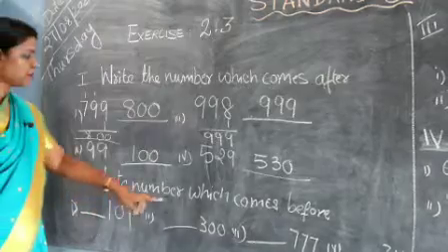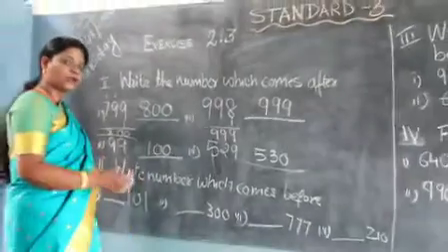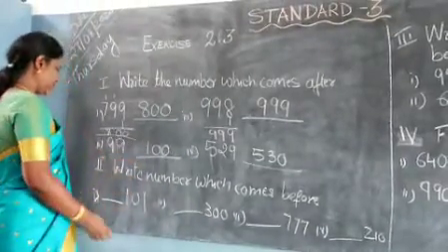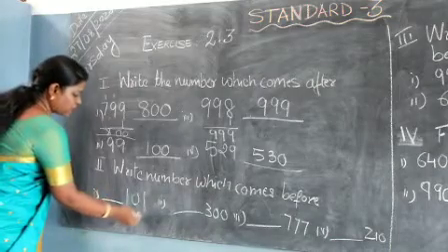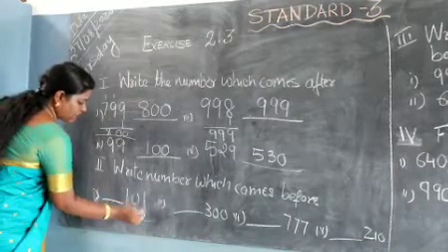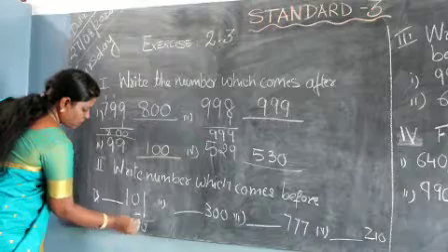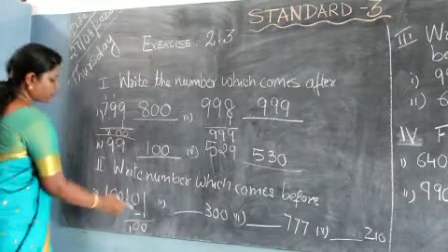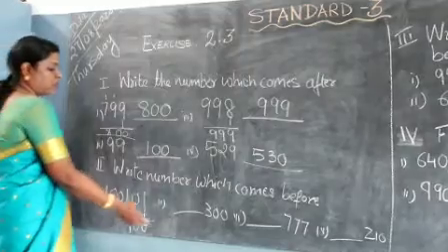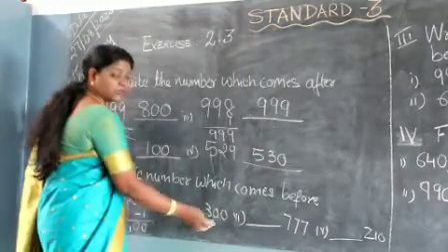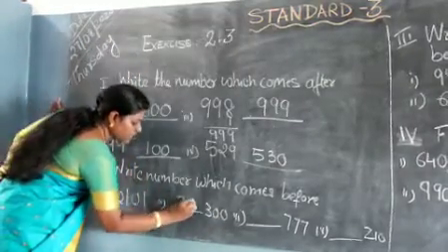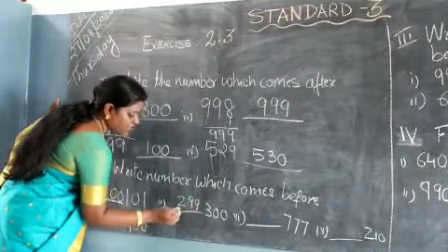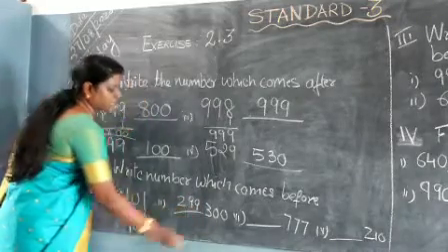Now write the number which comes before. Basically, what you have to do is subtract 1 from this number. So 101 minus 1: 1 minus 1 is 0, 0, 1, so it is 100 here. What comes before 101? 100. What comes before 300? It is 299. Right? 299. After that comes 300.